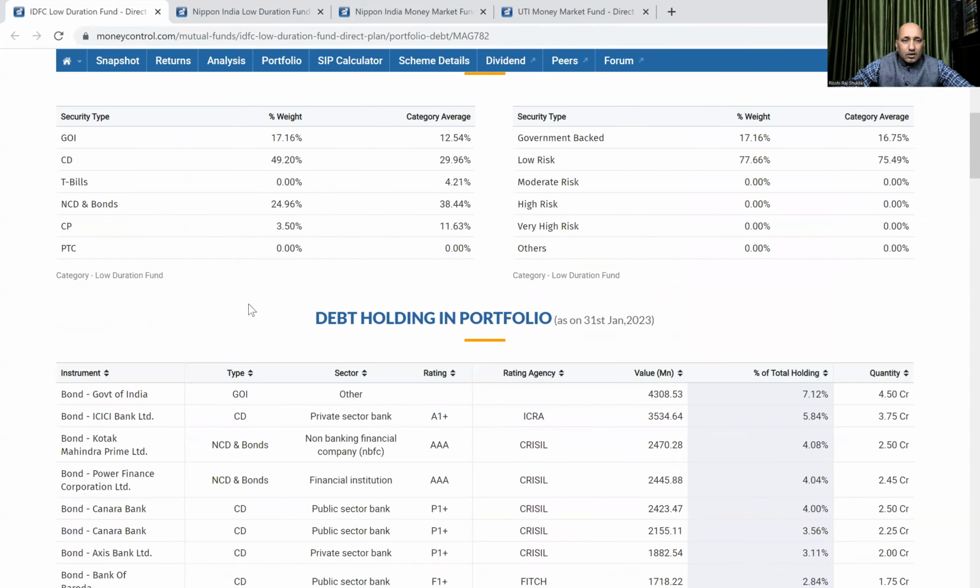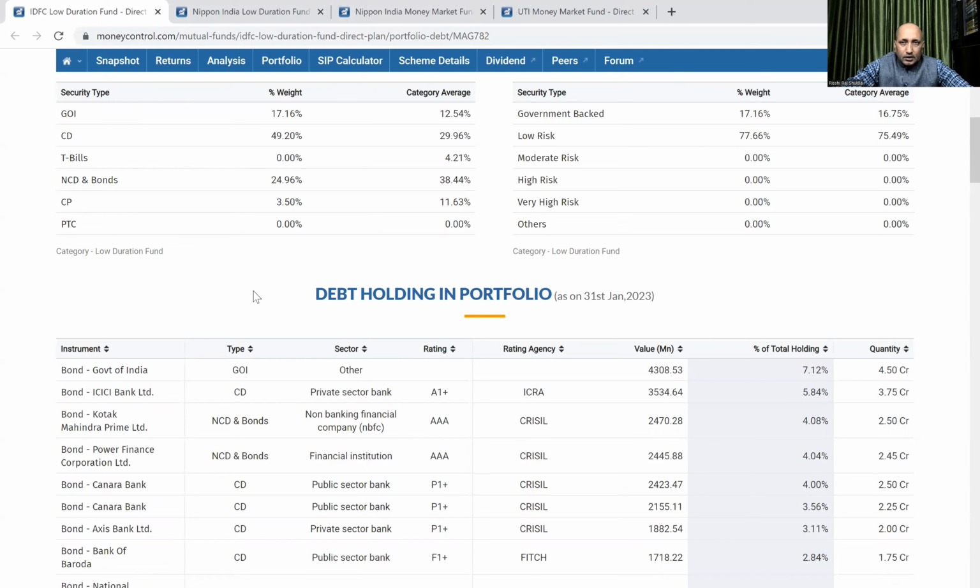If the modified duration increases, then definitely the NAV for the associated bond price will be affected. It will decrease. So we should keep in mind this associated risk, the credit rating risk, and default risk.